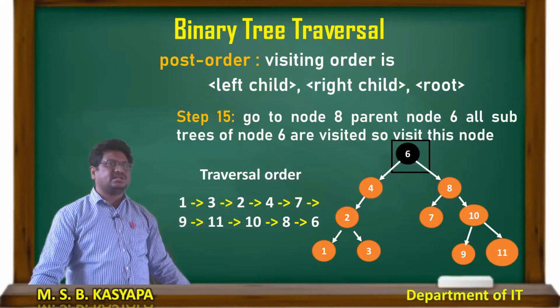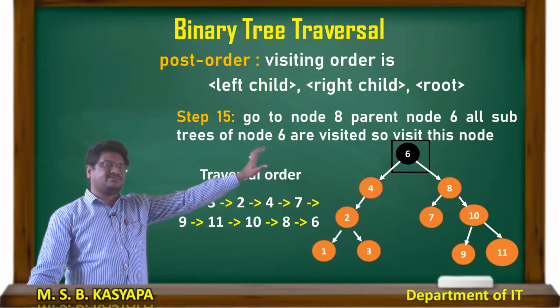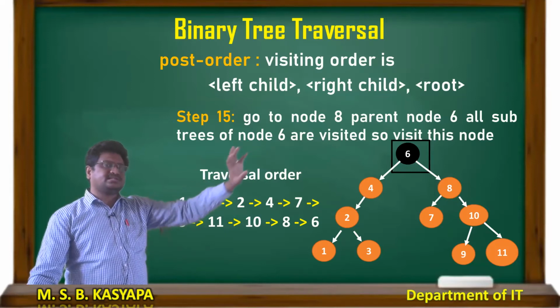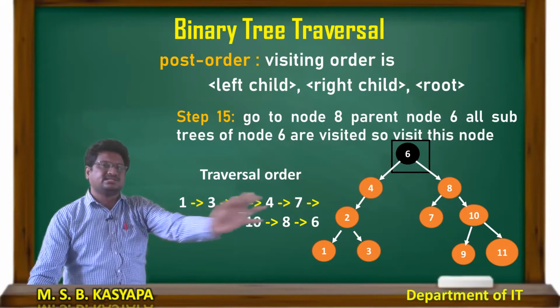Once I have visited the left subchild, after the left subchild, I have visited right. But can I visit now? No. Why? Because the right child is not visited. So directly I forwarded the process to the right subchild.